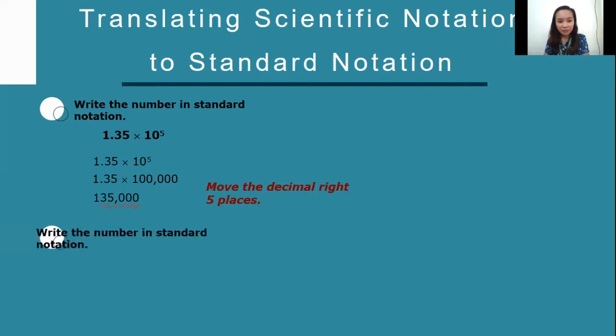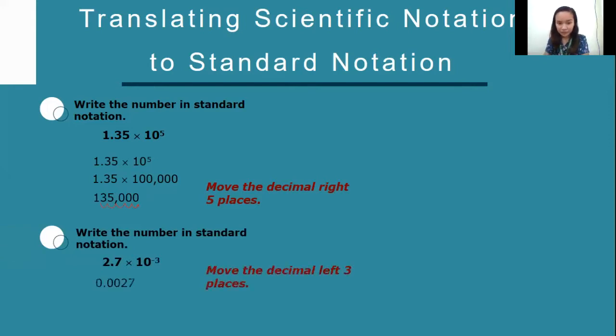Okay, another example, now what if you have a negative exponent? So 2.7 times 10 raised to negative 3. So you move to the opposite side since it is a negative exponent. You have here 3 places going to the left. So the standard notation for this scientific notation is 0.0027.